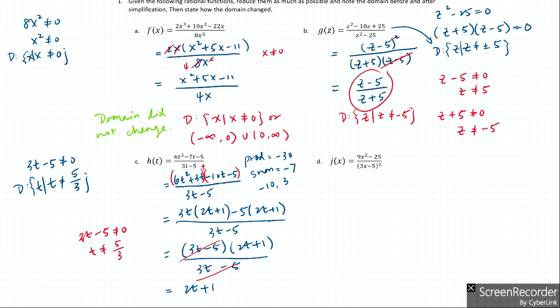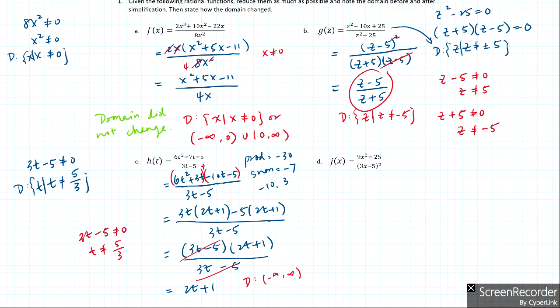And now if we look at this domain down at the bottom, we see the domain is actually all real numbers. We can go anywhere from negative infinity to positive infinity, and that domain changed from the original expression to the final expression. So these two expressions are equal to each other except when t is equal to 5/3.